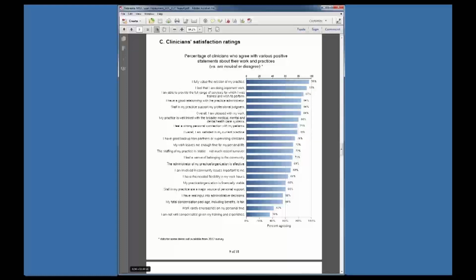So here, "I am not well compensated given my training and practice." 30% agree with that. I think you'll find it's easier, if you show this graph and share it with people, to draw a line around this is where our clinicians are doing best in terms of their work and practices. Community satisfaction comes on another graph later on, and this is where people are least satisfied.